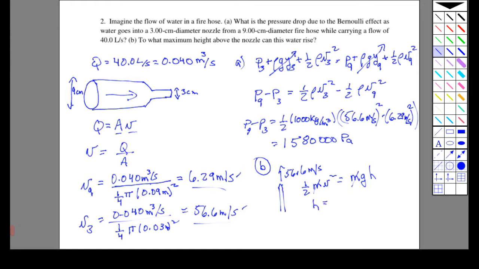The height is just going to be 1/2 times v squared over g. And well, we know all of the numbers here. So it's 1/2. The speed is 56.6 meters per second squared over 9.8 meters per second squared. And the height we get is 163 meters.